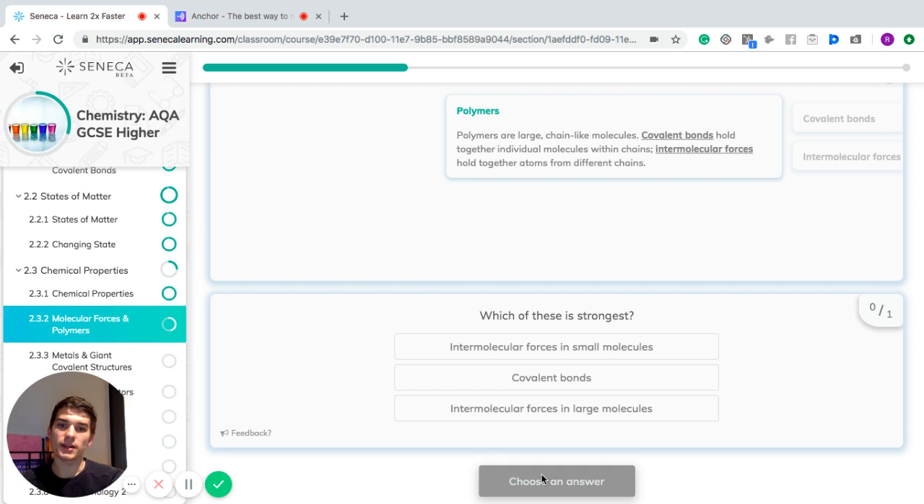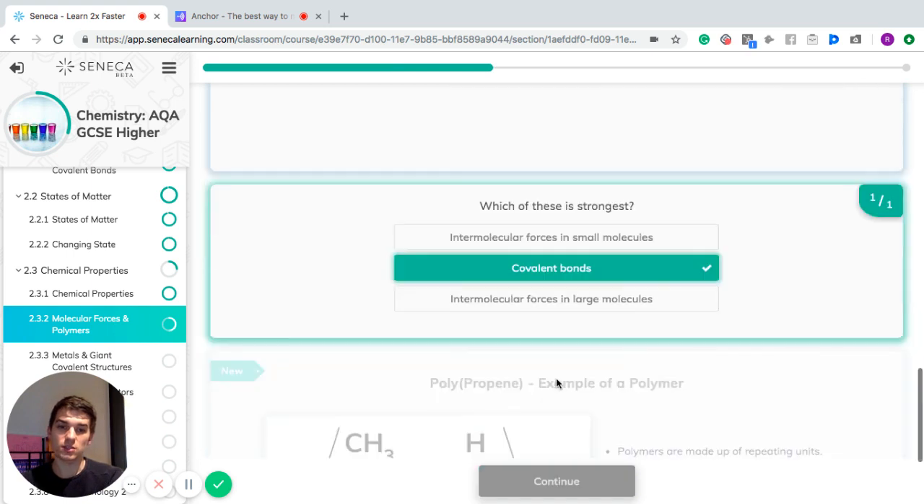So which of the following is strongest? Intermolecular forces in small molecules, covalent bonds, or intermolecular forces in large molecules? Well, intermolecular forces in small molecules are very weak. Intermolecular forces in large molecules are stronger, but they're still not as strong as covalent bonds, which are the strongest bonds.